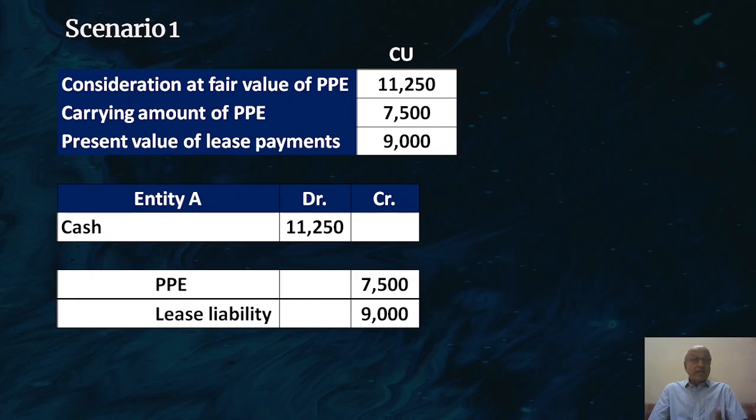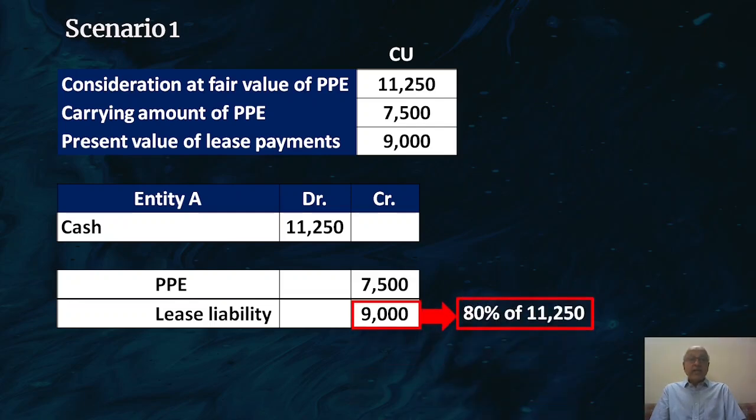Now we need to calculate the right of use asset retained. What is the percentage of PPE? The PPE is 7,500. It has two parts. One proportion is the right of use asset retained. The remaining portion is the rights transferred. So how do we calculate? We calculate what percentage this liability is of the consideration, the fair value.